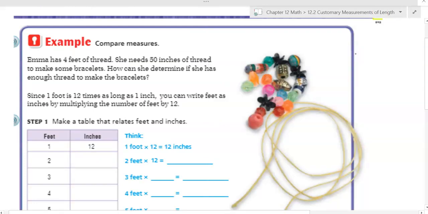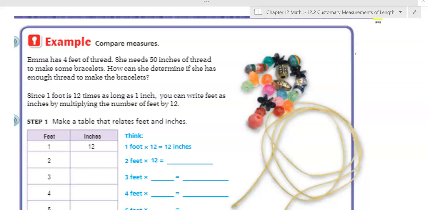So in our example, we're going to compare measures. Emma has 4 feet of thread. She needs 50 inches of thread to make some bracelets. How can she determine if she has enough thread to make the bracelets? Let's go back, I kept reading. So let's go ahead and let's do cubes.